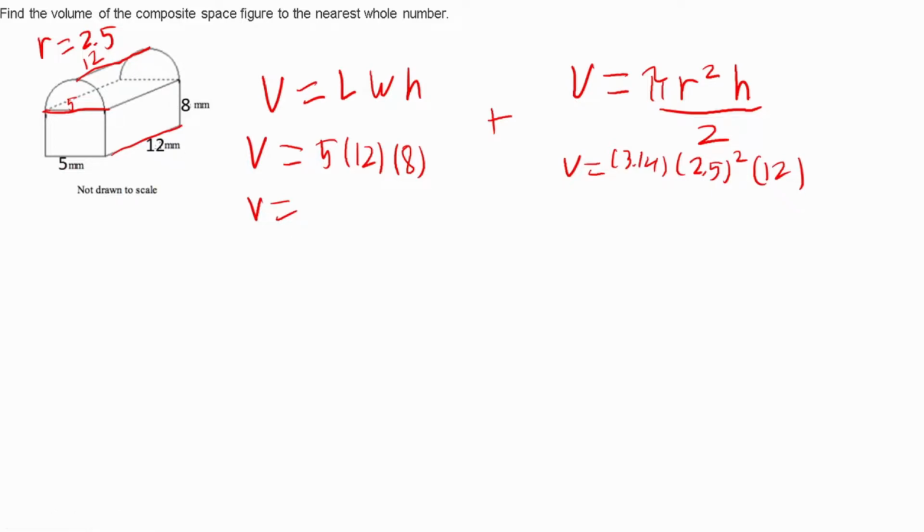We have 5 times 12 times 8, and that gives me 480. And on my other side, we're going to get 3.14 times 2.5 squared times 12. And that's going to give me 235.5.